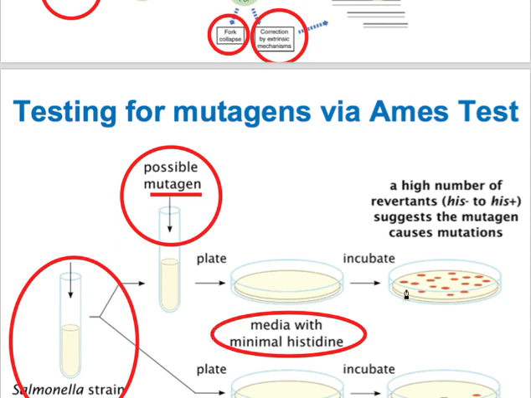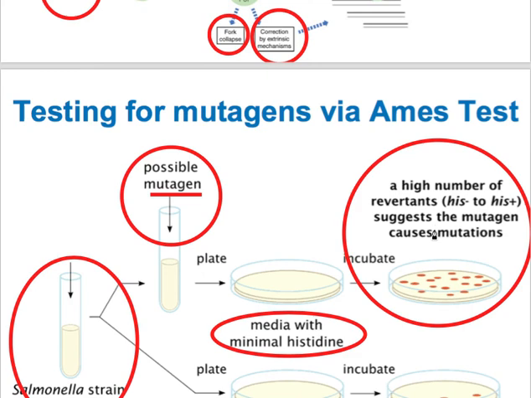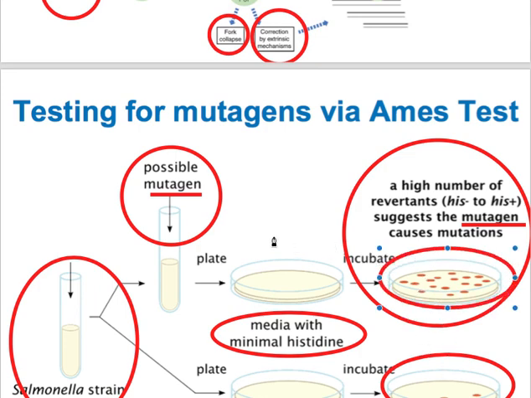Then if you have a bunch of revertants, that suggests that this mutagen actually did cause these to all basically mutate the histidine pathway so that they can survive without histidine somehow. Then you have a normal plate over here that may have a couple revertants, but if it's not a mutagen, it's going to be about the same. If this is a mutagen, you're going to have a ton of survivors that basically mutated their way into survival with the help of this thing right here.